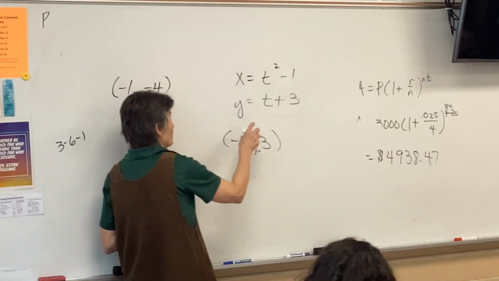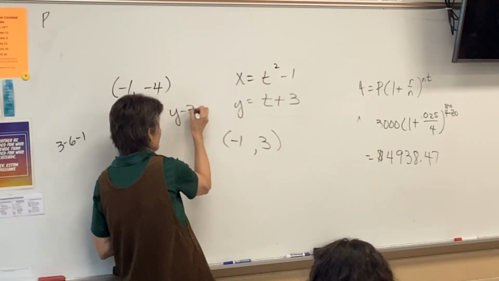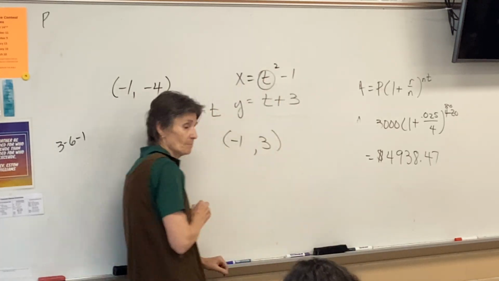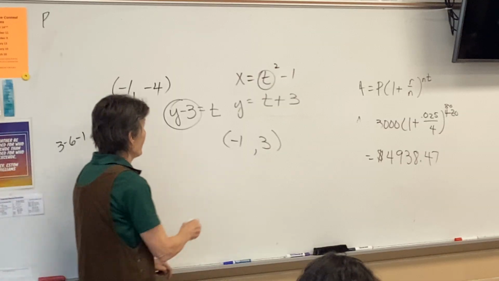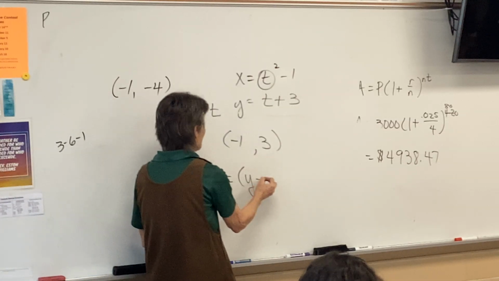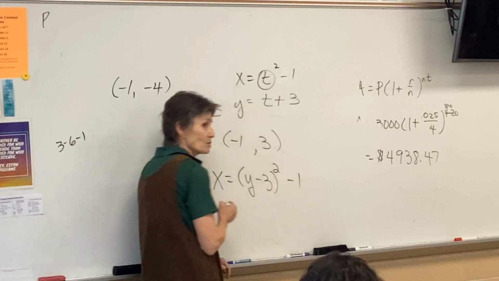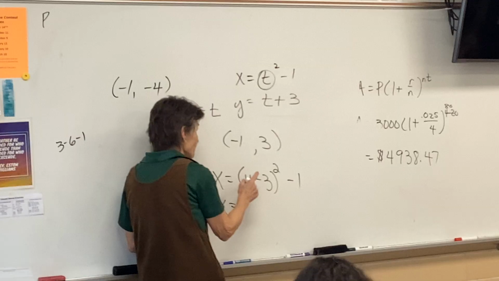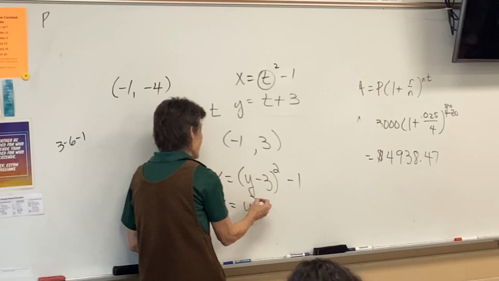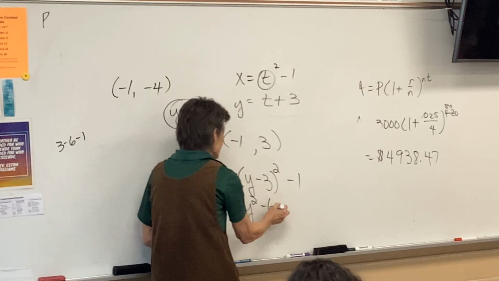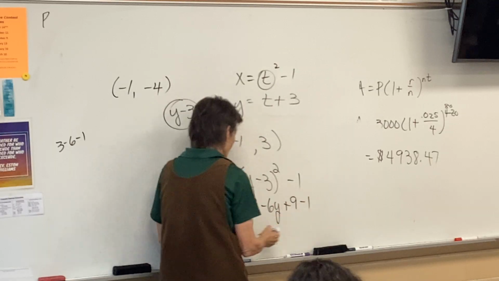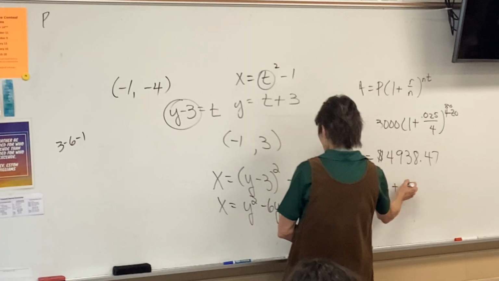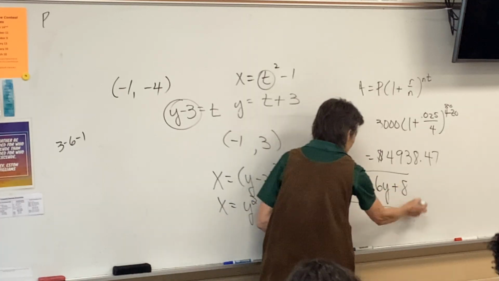I personally would probably solve this one and then plug that in right there. So I'll have x equals y minus 3 squared minus 1, which is, again, a FOIL. So y squared minus 6y plus 9 minus 1. So x equals y squared minus 6y plus 8.